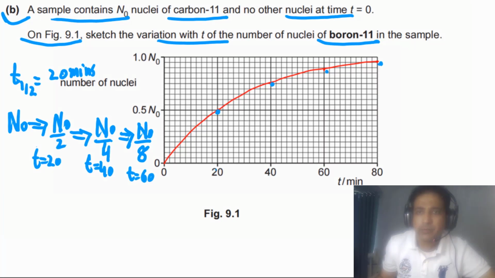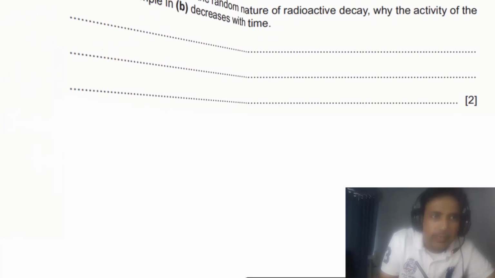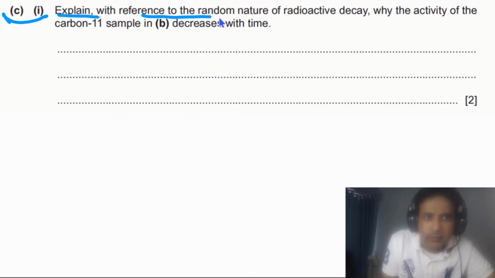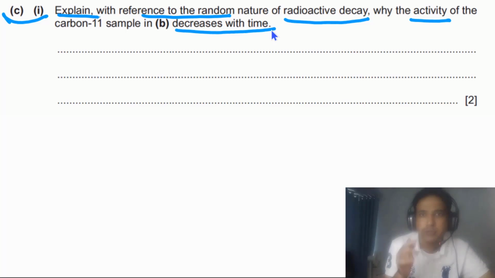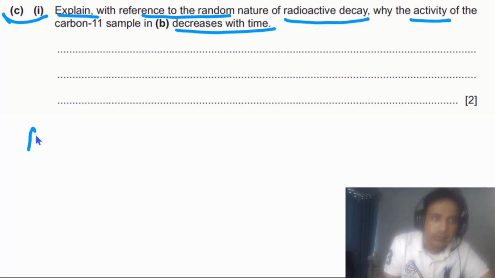So very straightforward question, but this is a kind of typical question you will see in many past papers about nuclear physics. Part C says explain with reference to the random nature of radioactive decay why the activity of carbon-11 sample in B decreases with time. This is a pretty straightforward question. Let me explain it in a very simple way.